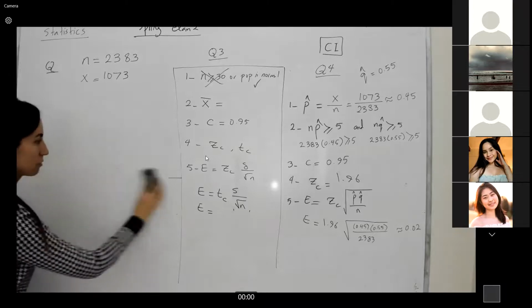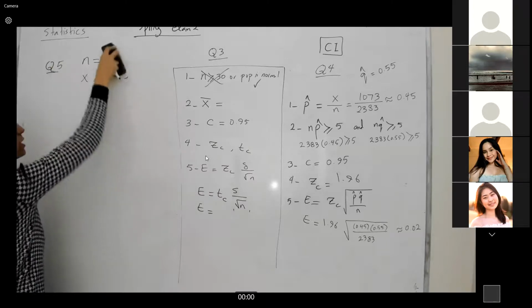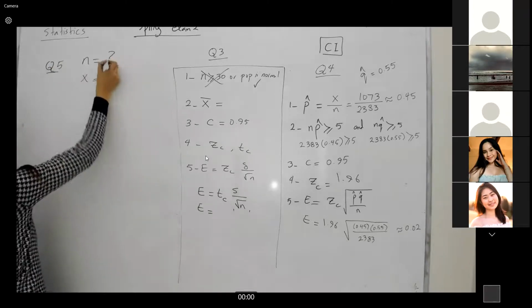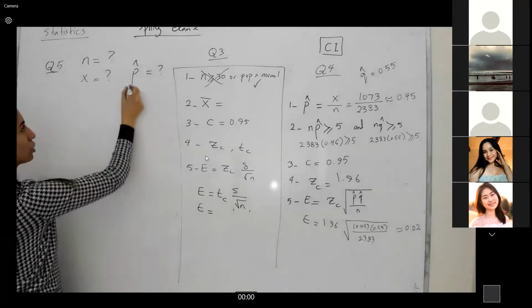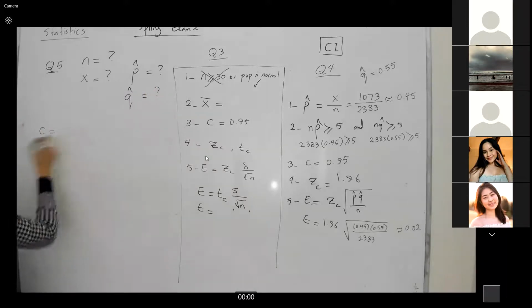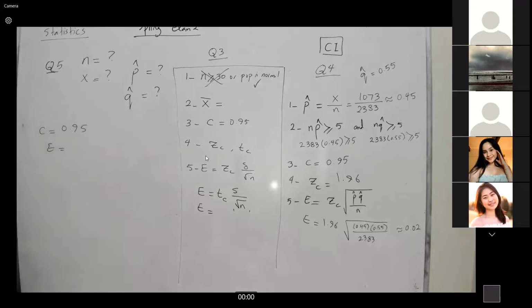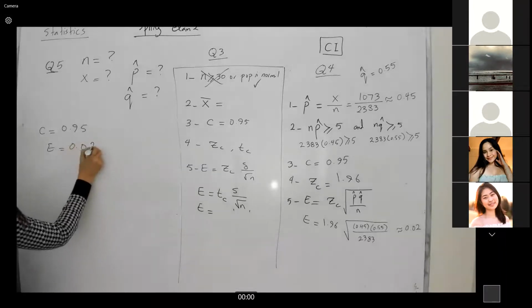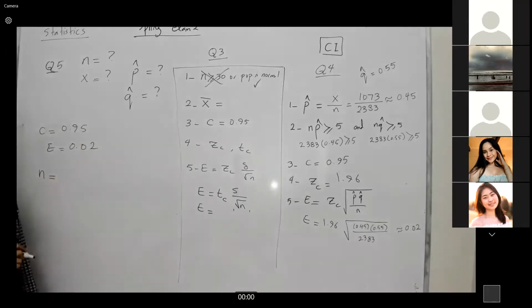So question 5. We don't know what n is, we don't know what x is, we don't know what our p hat is, and we have no idea about our q hat. Nothing is given to us. We only know that the confidence level is 95% and the margin of error is 2%. Okay, perfect. And now it says find the minimum sample size.